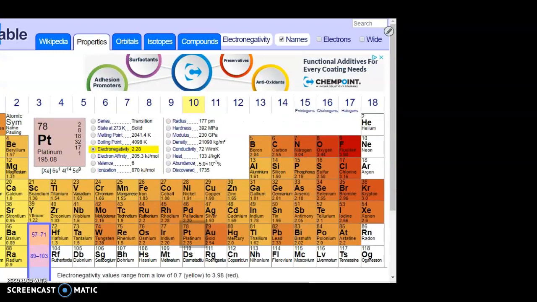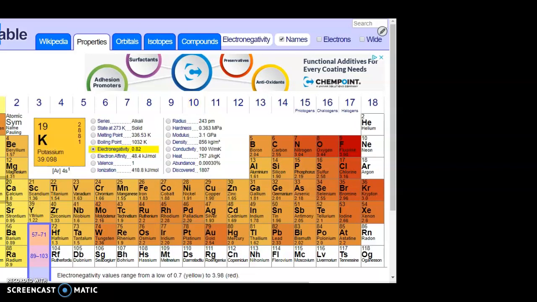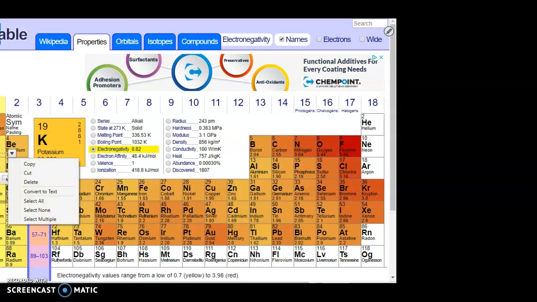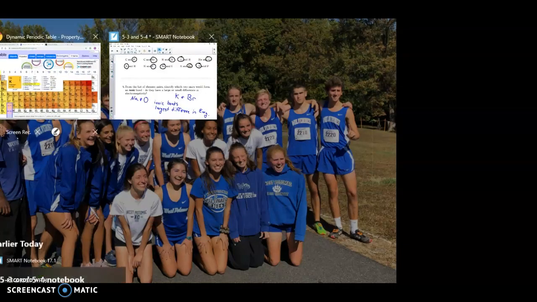And it's a little bit tough to see. I need to set this down so I can scroll this over. But, well, there we go. So looking at potassium, a little hard to read the number, but it has a 0.82 value. Sodium is a 0.93. Over on the other side, oxygen, 3.44, bromine, 2.96. So the biggest differences that you're going to notice are in ionic bonds.